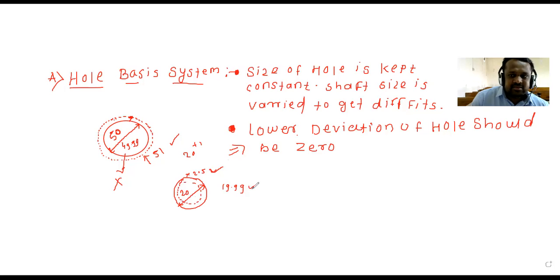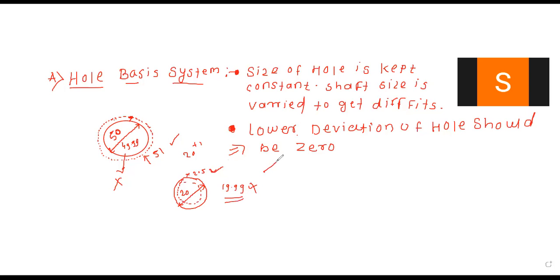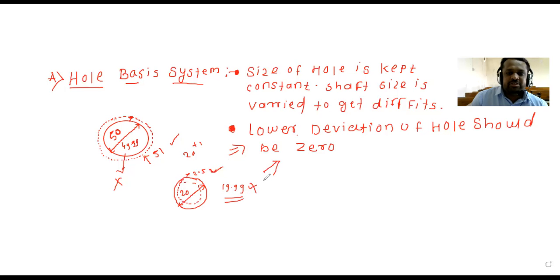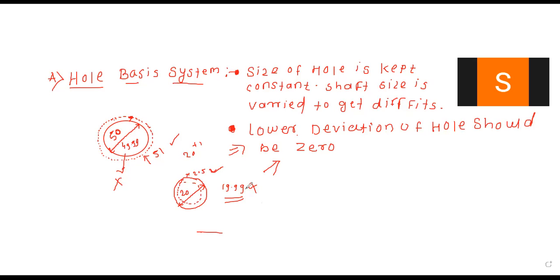Why is it not called a hole basis system? Because in the hole basis system your lower deviation should be 0. That means the lower limit should be the basic size. Right or not? Yes, sir. That is the point you have to remember. Understood? Yes or no? Yes, sir.